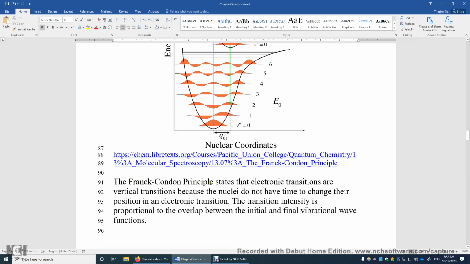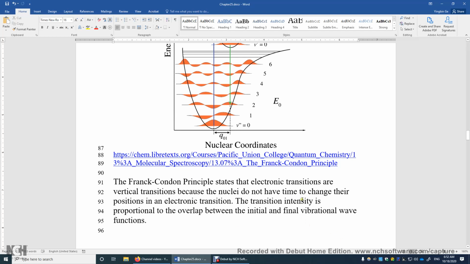The Franck-Condon Principle states that the electronic transitions are vertical transitions because the nuclei do not have time to change their positions in an electronic transition. One simple explanation is this. The mass of an electron is so much less than the mass of a nucleus. That makes the electron move so much faster than the nucleus.